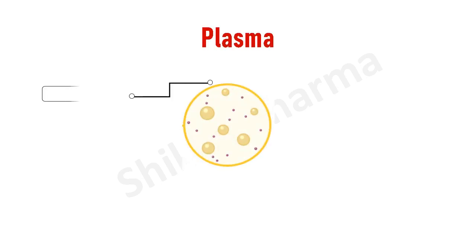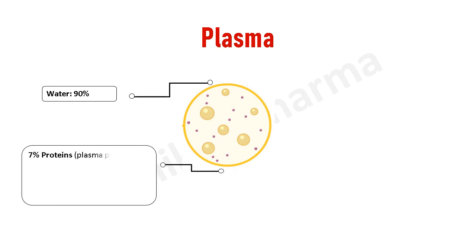The first is plasma. 90% of the plasma is water. Plasma proteins are the most abundant substance in plasma by weight and play a part in a variety of roles, including clotting, defense, and transport. Albumins are the smallest and most abundant plasma proteins. Albumin is also the most significant contributor to the osmotic pressure of blood.